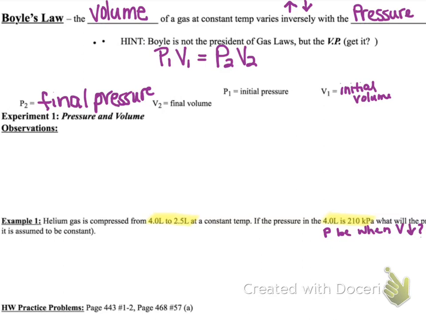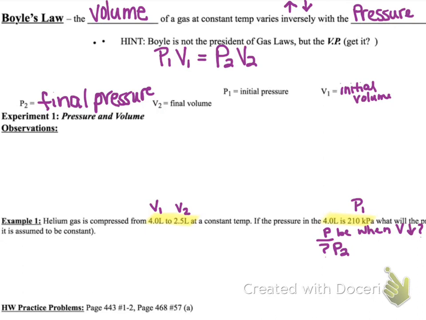All right, so let's see if we can figure this out. So they've told us that the volume started at 4 liters and ended at 2.5. So our start is V1 and our final volume will go in V2. Now, if the pressure in 4 liters, which remember is our V1, is 210 kilopascals, that means our starting pressure, or our initial pressure, was 210 kPa. So we are looking for our final pressure.